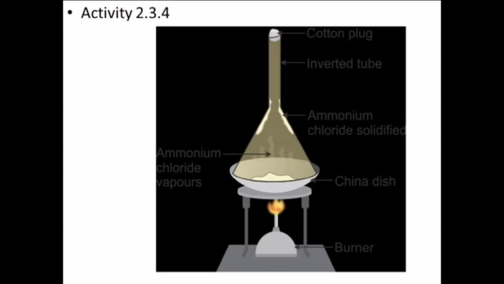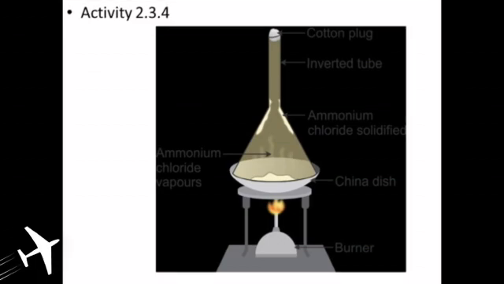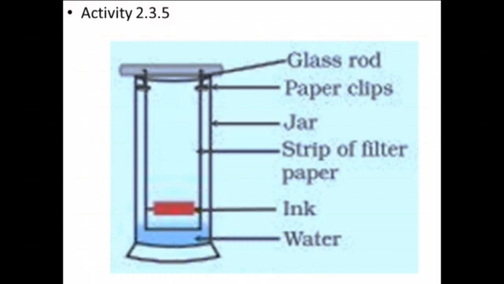Some examples of solids which sublime are ammonium chloride, camphor, naphthalene, and anthracene. Next topic is, is the dye in the black ink a single color? Take a thin strip of filter paper. Draw a line on it using a pencil, approximately 3 cm above the lower edge. Put a small drop of ink at the center of the line.